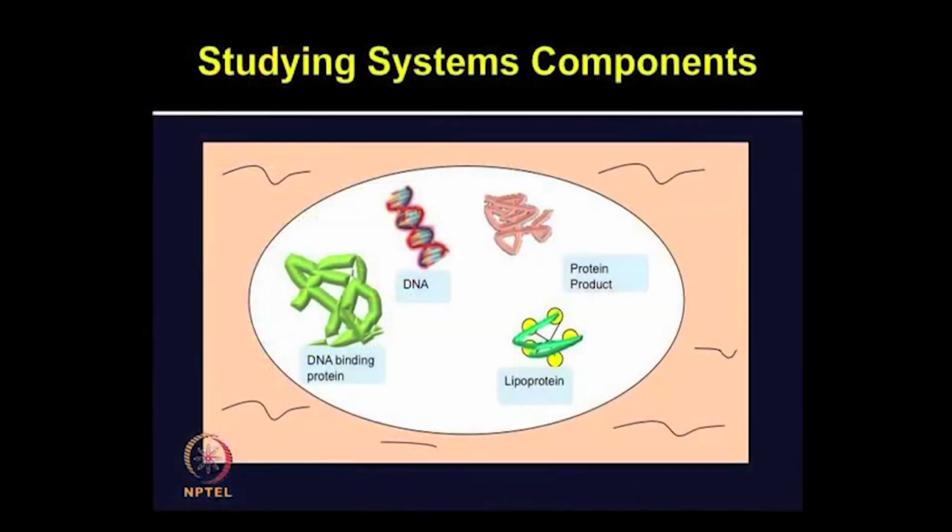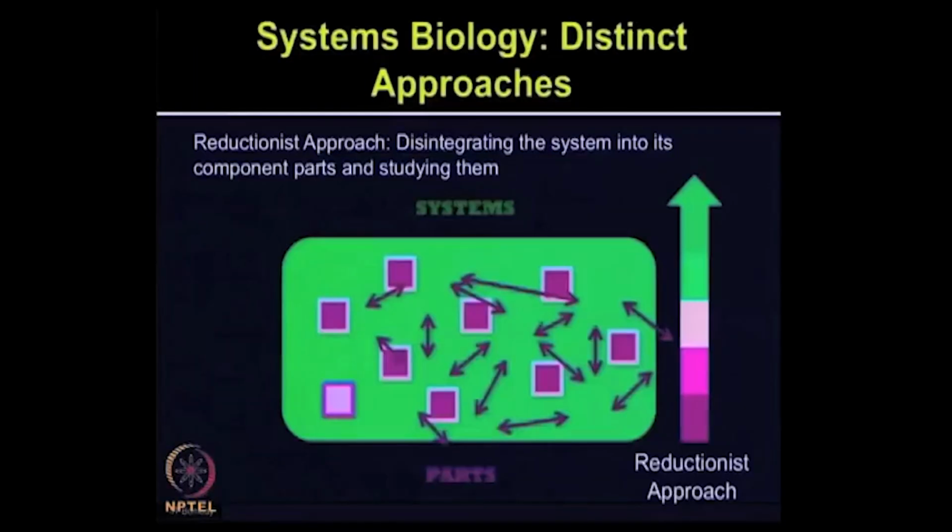Studying system components is very challenging. Systems biology and biological network modeling aim to understand the system's structure and function for better understanding of system properties like its robustness, as well as for the prediction of the system's behavior in response to perturbations. The reductionist approach involves disintegrating the system into its component parts and studying them, whereas the integrative approach involves integrating the study of individual components to form conclusions about the system.